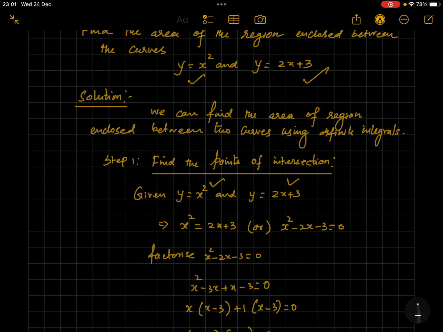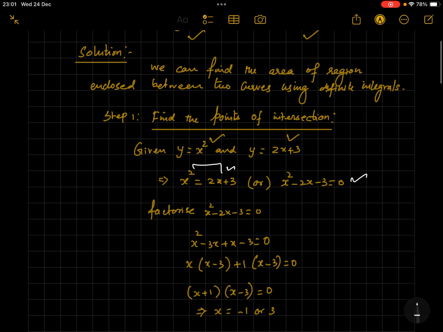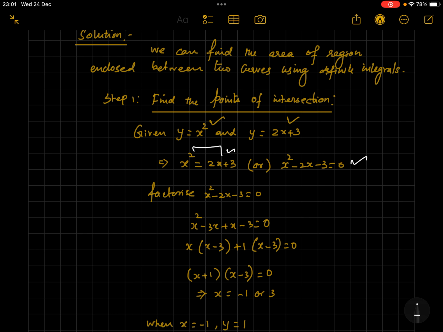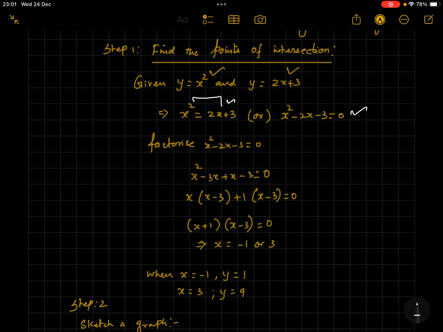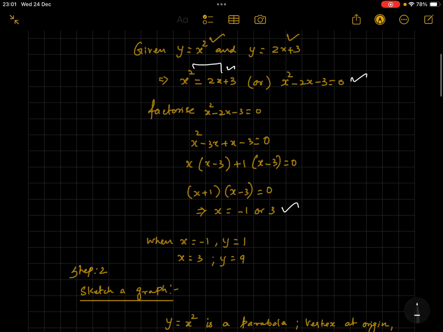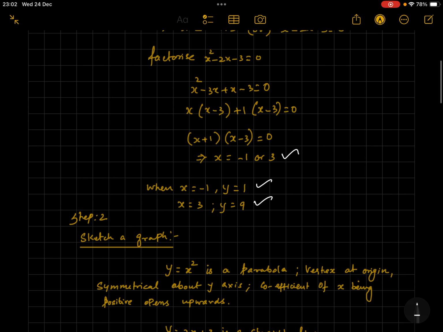Therefore, you can say x square is equal to 2x plus 3, and if you equate these two things, we get x square minus 2x minus 3 is equal to 0. This is a quadratic equation. So let's factorize by splitting the middle term. We get x is equal to minus 1 or 3. When x is minus 1, we have the value of y is equal to 1, and when x is 3, the value of y is equal to 9. This is by substituting them in any one of the equations.